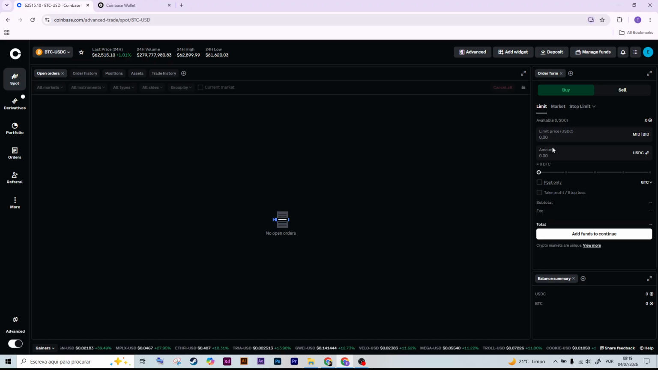Now, if available, choose how long you want the order to remain active by selecting the appropriate time in force option. Next, review the estimated total, fees, and all of the order details to make sure everything is correct.